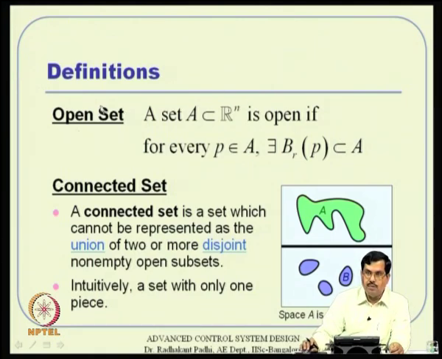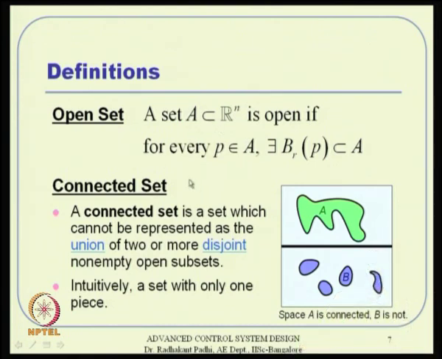When a set is closed, that means you also include the boundary points or boundary lines and things like that. Okay. So, that is what we mean by open set. And what is a connected set? A connected set is a set which cannot be represented as the union of two or more disjoint non-empty open subsets. Okay. That means if you construct any set A, you cannot represent it by a union of a number of disjoint subsets. Intuitively, it is a set with only one piece.